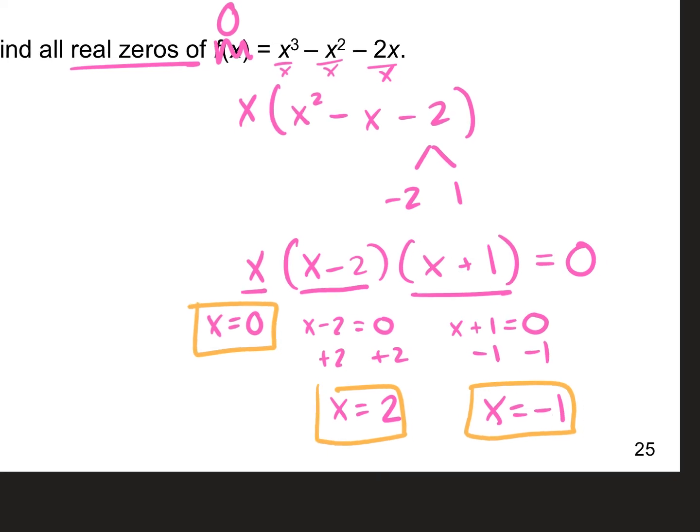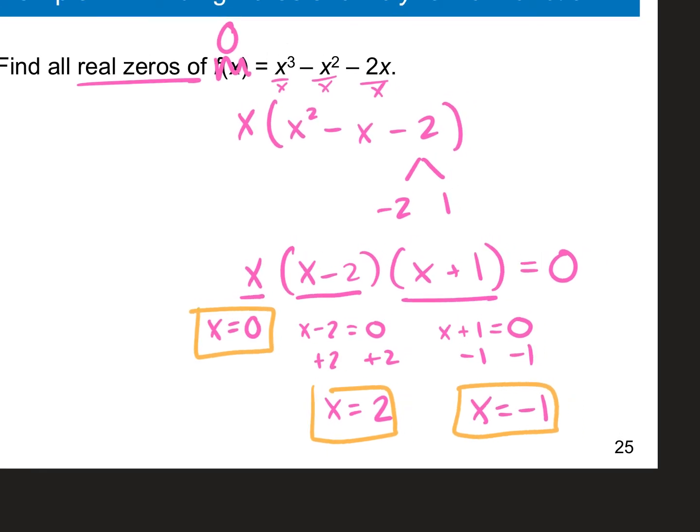A little helpful hint is whatever your highest degree is, so here degree is 3, that's how many zeros you're going to have. That's how many zeros total we'll have. They might not always be all real zeros, but that's how many zeros we'll have. So the degree tells us the number of zeros or solutions.